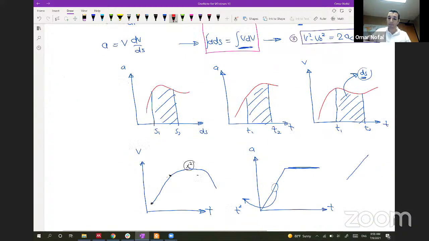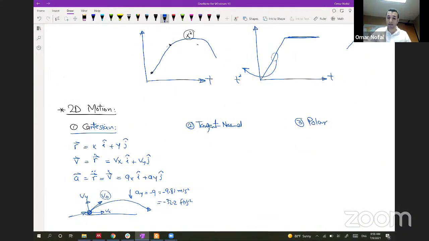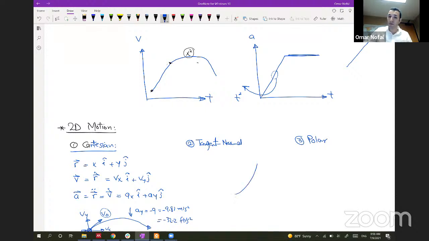In the tangent normal coordinate system, you have a body moving on a curve, and this body is here. We agreed that the velocity will always be tangent to the path. So if we are talking about tangent normal, we need to decide where the positive and negative directions are. The tangent is in the direction of the increasing velocity, and the normal is perpendicular to the tangent, toward the center of the curvature.